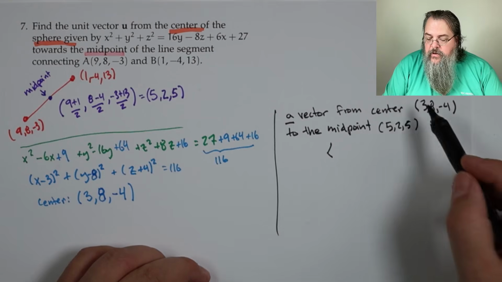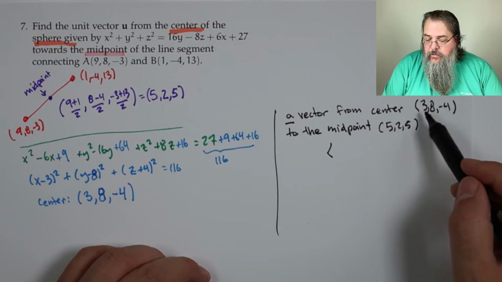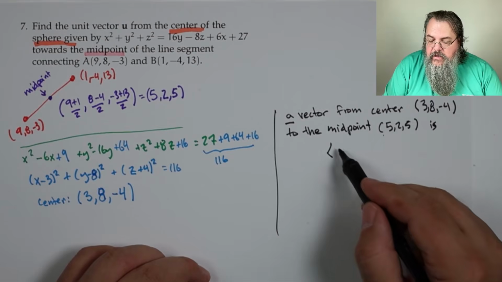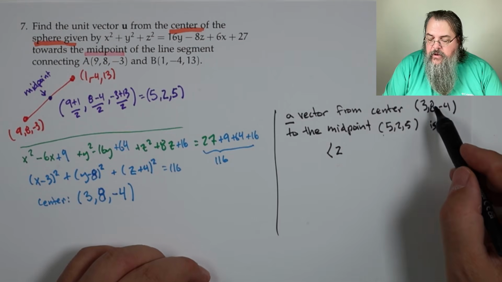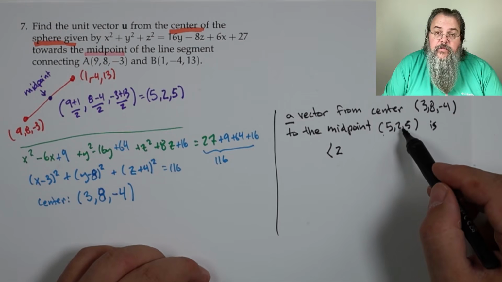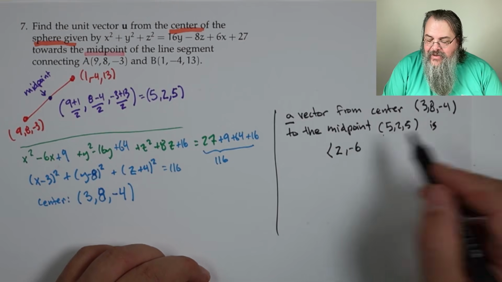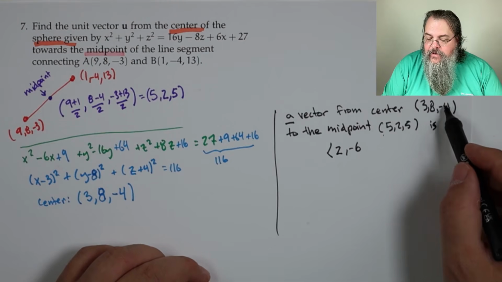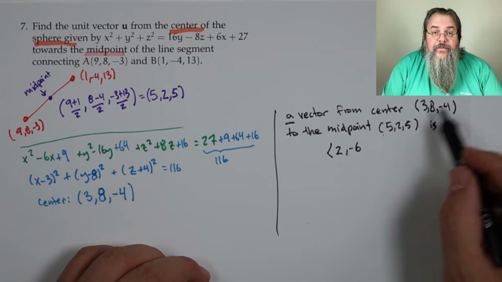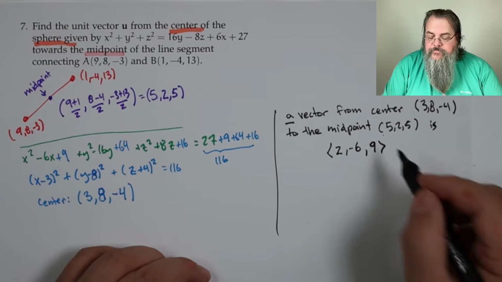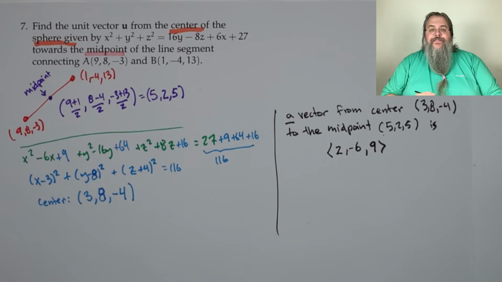Well, how did we change? We started at 3, we got to 5, take the difference. 5 minus 3, 2. Went from 8 to 2, so that says take 2 minus 8, -6. And we went from -4 to 5. 5 subtract -4 makes 9. 2, -6, 9. Now, is this our answer?